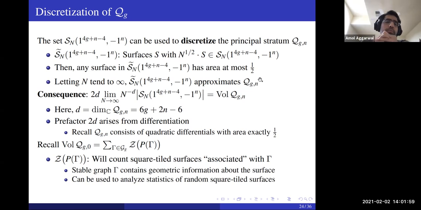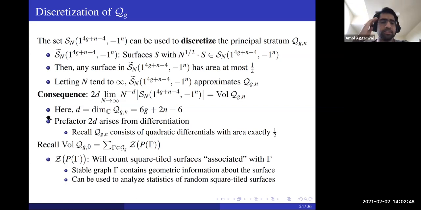One can actually use this to compute volume. If I let d be the dimension of this moduli space and look at n to the minus d times the number of square tiled surfaces with 4g plus n minus 4 vertices of angle 4 pi and n vertices of angle pi, then this will tend to a limit, and the limit will, after maybe a little prefactor, be given by the original volume I was computing, the volume that I had discussed previously. As I said before, this d can be viewed as the complex dimension of this moduli space, which is 6g plus 2n minus 6. One can see that this S_n here has size scaling like n to the 6g plus 2n minus 6.